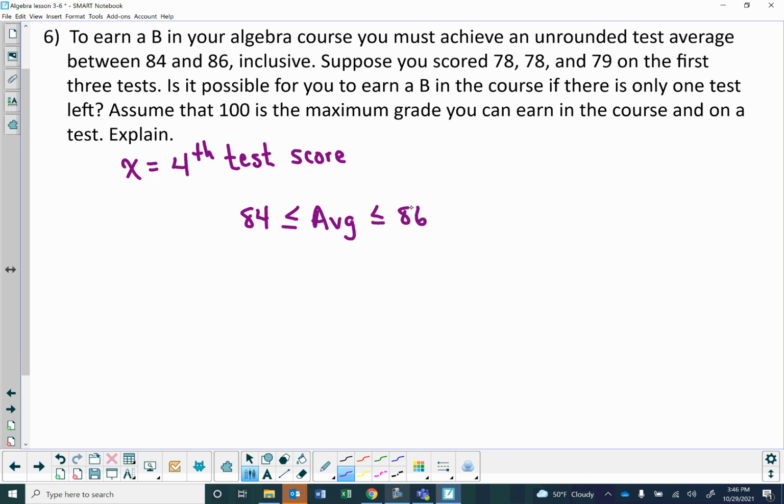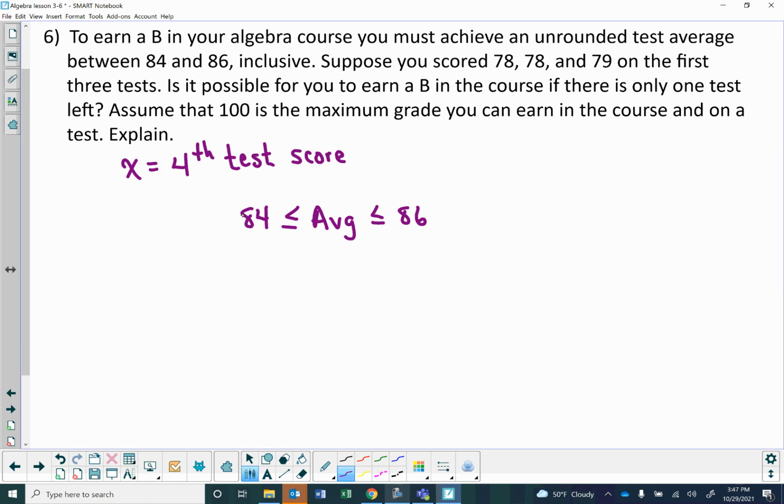Obviously, if you're greater than 86, you're still going to have an A. I mean, well, you wouldn't have a B, you would have an A. So that's why it's got to be between those 2 points. Okay, we're not talking about a B plus, we're not talking about a B minus, we're talking about a solid B. If you want a solid B, it has to be between 84 and 86 points.